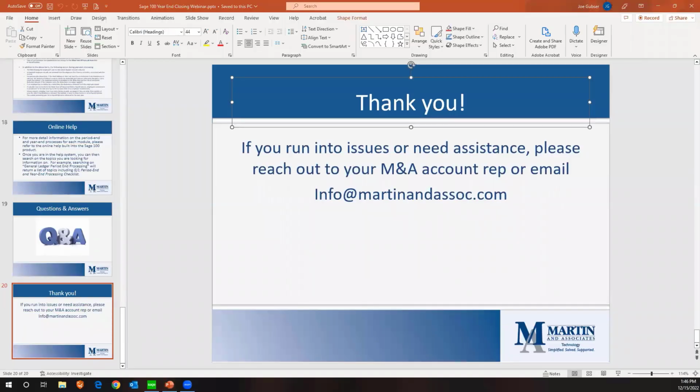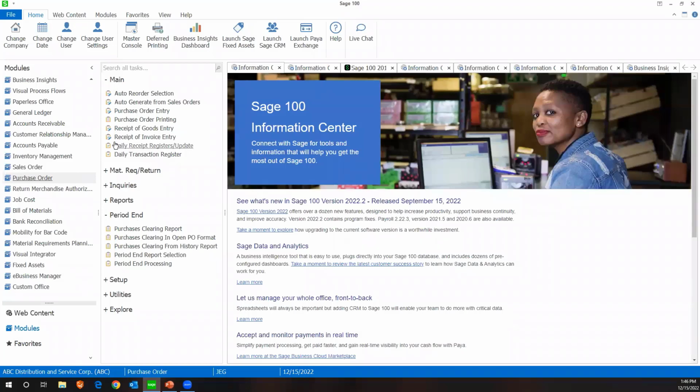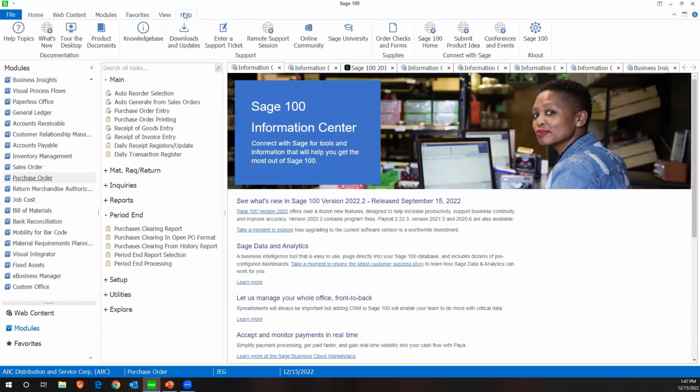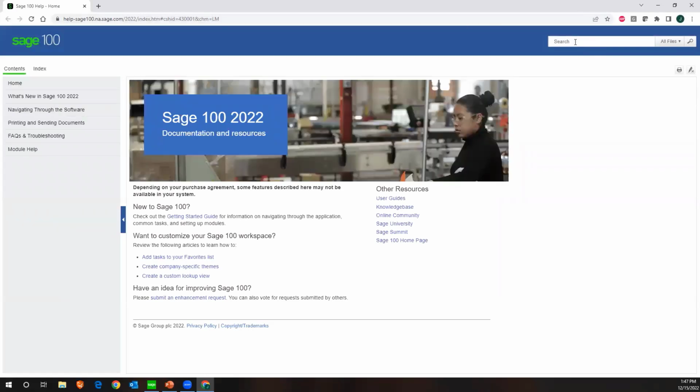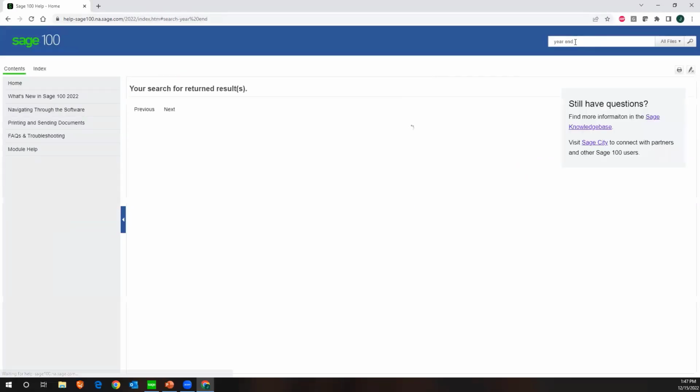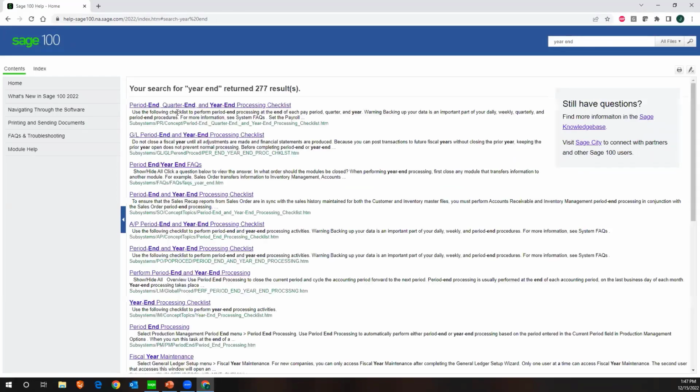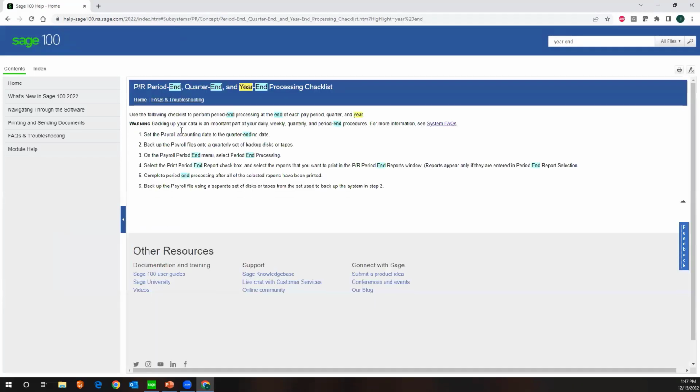So basically, if you go out here and go to help, and then go to your help topics, you can start doing some searches to start finding, you know, year end, for instance. It'll start taking you to individual period end, quarter end, and year end processing checklists. Okay, so different things out there. So that's one way of getting into it.